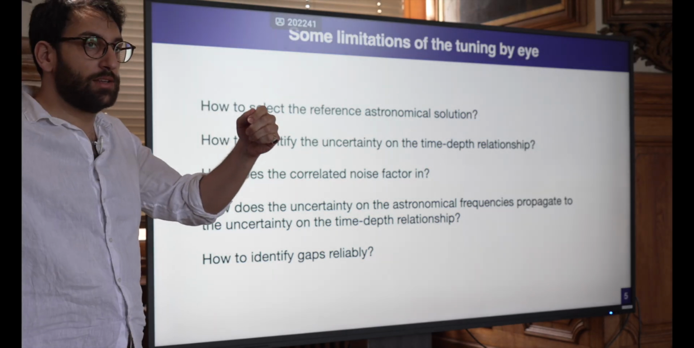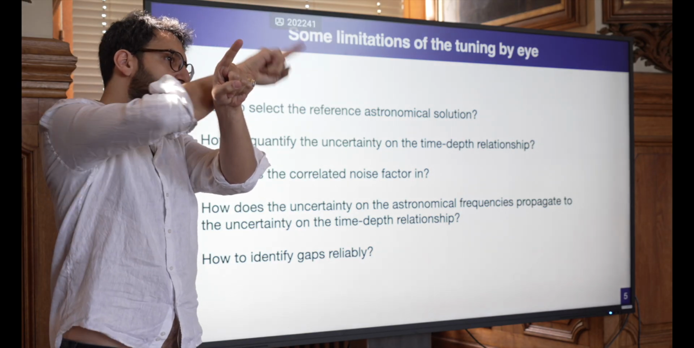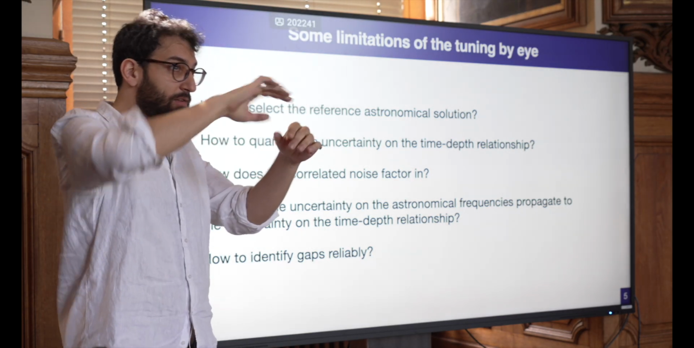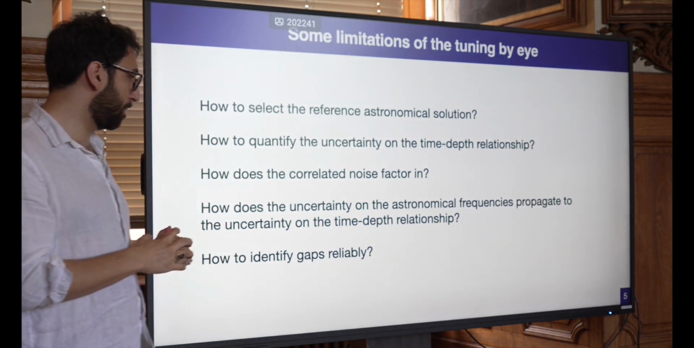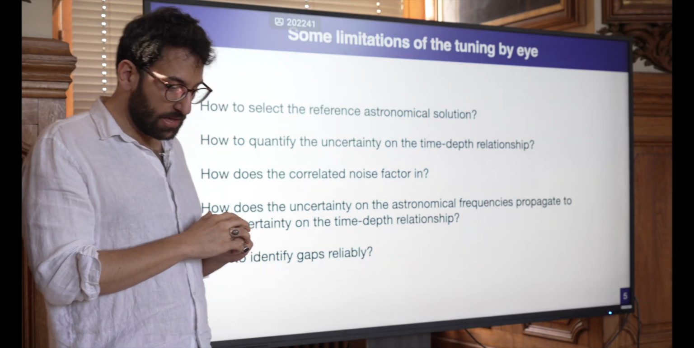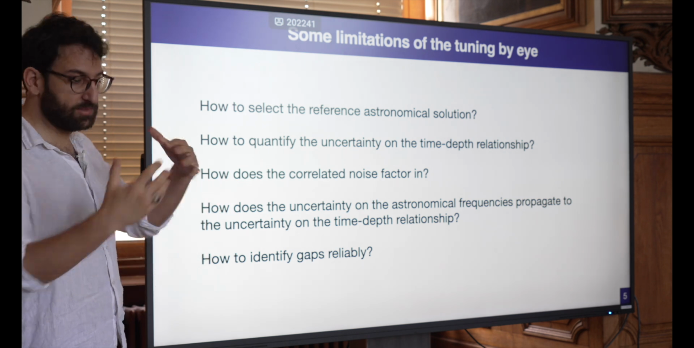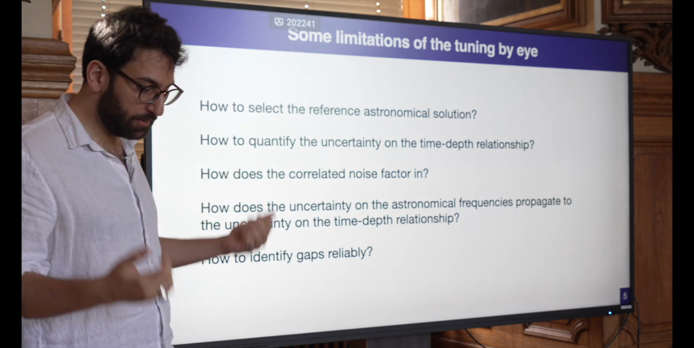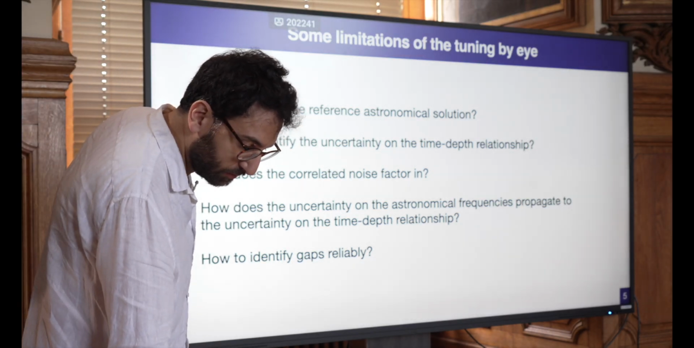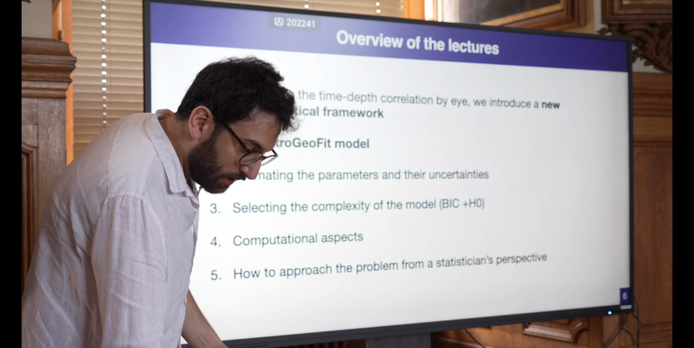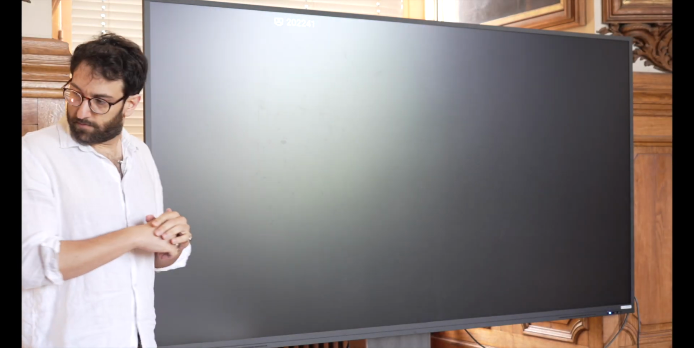You might have some correlated noise in your data, which means that at a given depth, the value of the noise depends on the values of the noise at the previous depths. So it creates some sort of low frequency signal, and it's not clear how you factor it in your analysis. You don't know if you have an uncertainty on the astronomical frequencies, so how does it propagate to the uncertainty on the time-depth relationship? Maybe there are gaps in your data, and it's not clear how to identify them. So these are some limitations that we're trying to solve with AstroGeoFit.